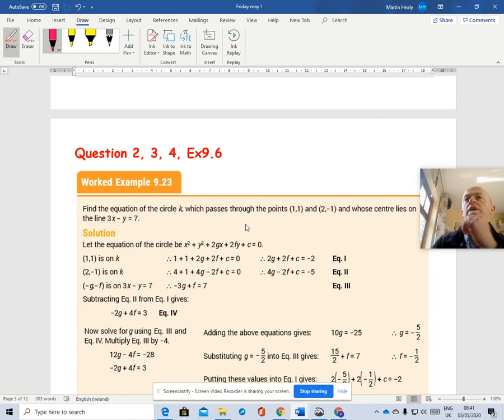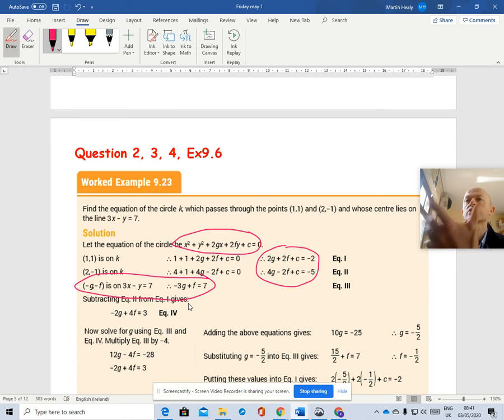Now, find the equation of the circle K which passes through the points 1, 1 and 2, minus 1, whose center lies on 3x minus y equals 7. Now again, you can go and rely on the general equation of a circle if you like. Sub in your 1, 1, sub in your 2, minus 1 and get those two equations. And then you know the center lies on 3x minus y equals 7. So therefore the center is minus g, minus f. And there it is there. So you get this line here. So you've got 3 equations, 3 unknowns, go and do the same again.